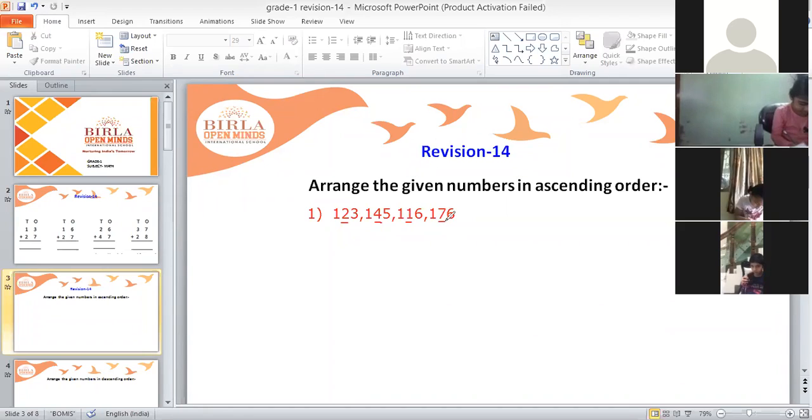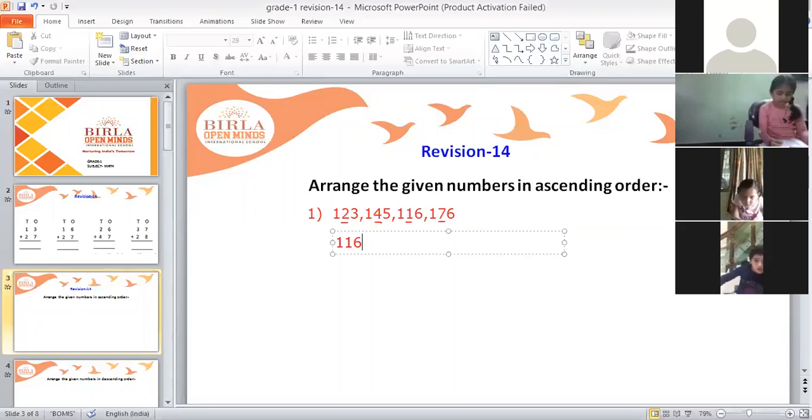Now first we have to see which is the smallest number here. So now we will compare the numbers 2, 4, 1 and 7. So we know that 1 is the smallest number here. So this means that we will write this number 116 first, right? After that your number will be 123. Then you have to compare 145 and 176, and we know that 4 is smaller than 7. So your next number will be 145 and then 176. This is how you will arrange the numbers in ascending order.